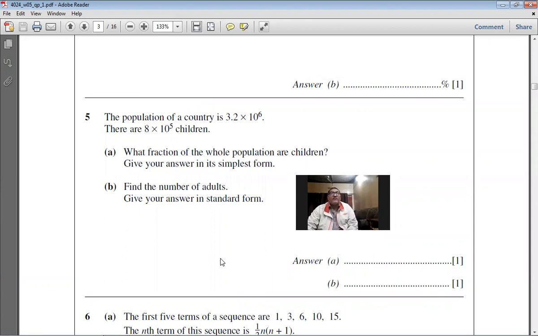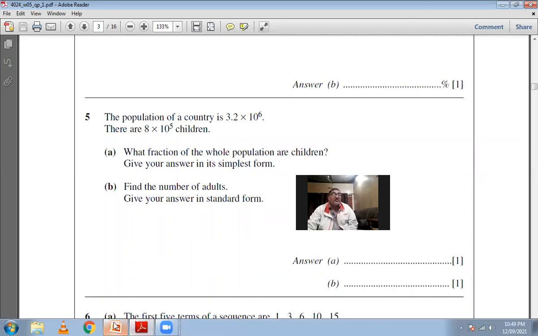In question number 5, it says the population of a country is 3.2 x 10^6, and there are 8 x 10^5 children. What fraction of the whole population are children? Give your answer in its simplest form. Part B is find the number of adults. Give your answer in standard form. It's a 1-1 mark question, so let me show you how I have done this.